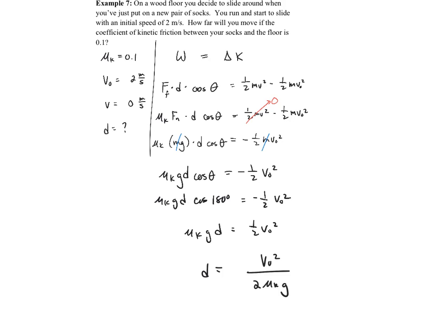Okay, that's what d will become if I solve for it. I'm putting it over 2, same thing as 1/2, right? 1/2 of something, same thing as divided by 2. I've got v squared over 2, and then when I move the mu k and the g, they go down below to the denominator. Okay, that's our answer for d.